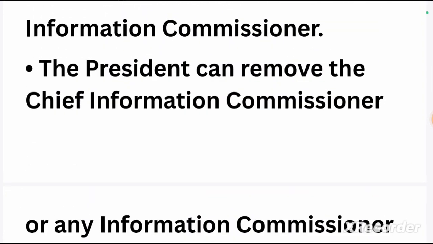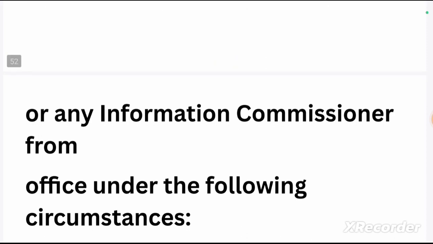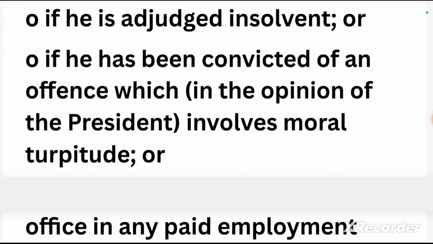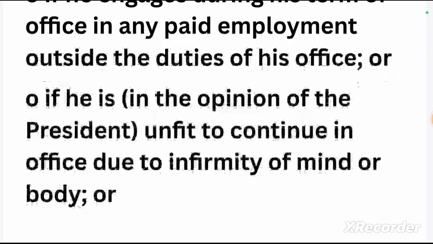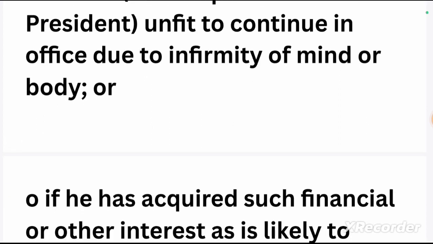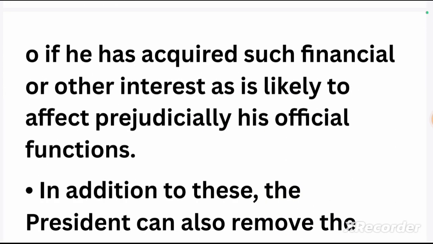The President can remove the Chief Information Commissioner or any Information Commissioner from office under the following circumstances: if he is adjudged insolvent, or if he has been convicted of an offence which, in the opinion of the President, involves moral turpitude, or if he engages during his term of office in any paid employment outside the duties of his office, or if he is, in the opinion of the President, unfit to continue in office due to infirmity of mind or body, or if he has acquired such financial or other interest as is likely to prejudicially affect his official functions.